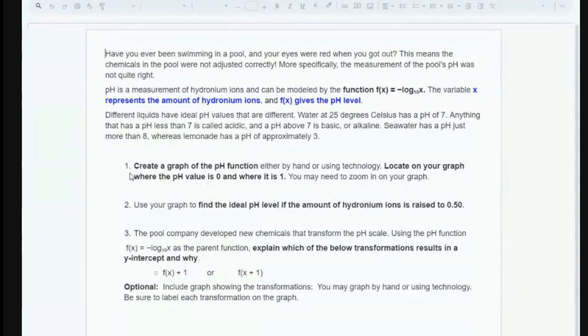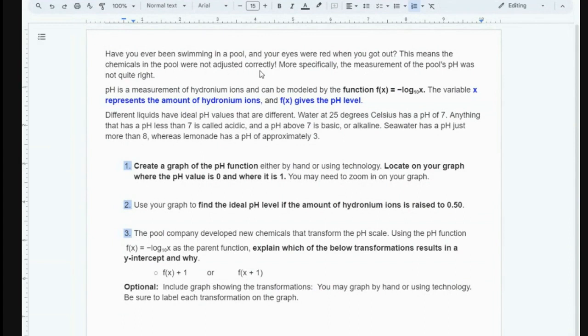1, 2, 3. I got them numbered right here. Here's the 3 things you have to do. 1, 2, and 3. First, you have this. Have you ever been in a swimming pool and your eyes were red when you got out? That means the chemicals in the pool were not adjusted correctly. More specifically, the measurement of the pool's pH was not quite right.